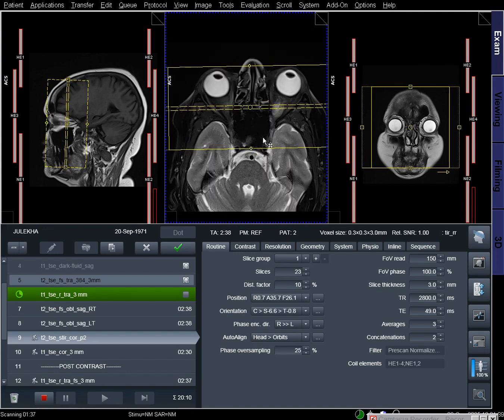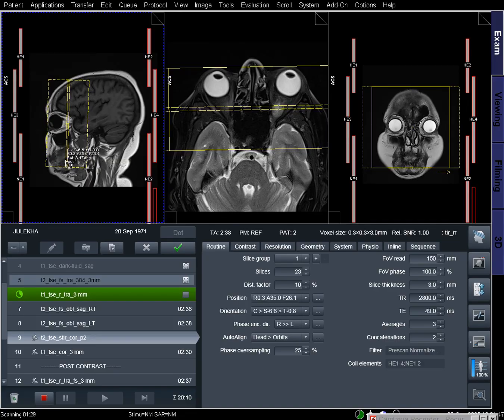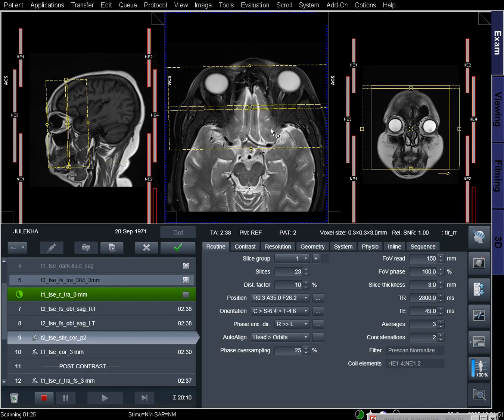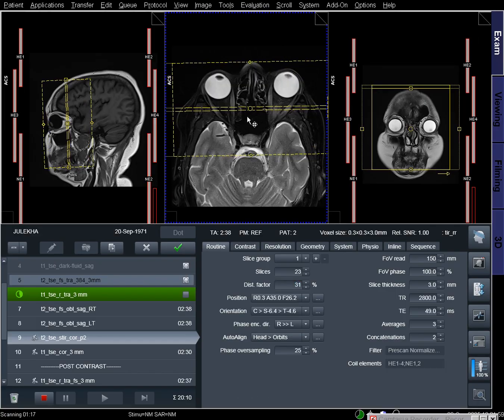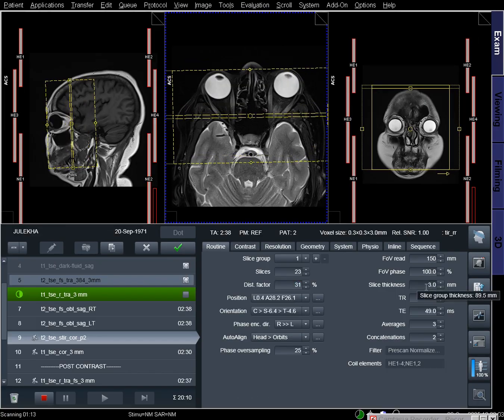An appropriate angle must be given in the sagittal plane, perpendicular to the optic nerve. Ensure that the slices are sufficient to cover the entire orbits from the eye lenses to the optic chiasm.